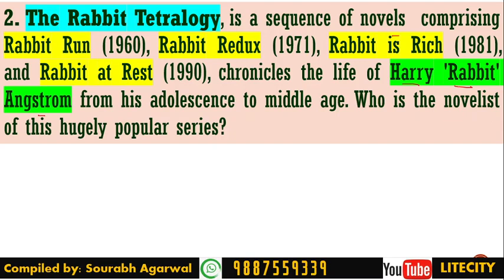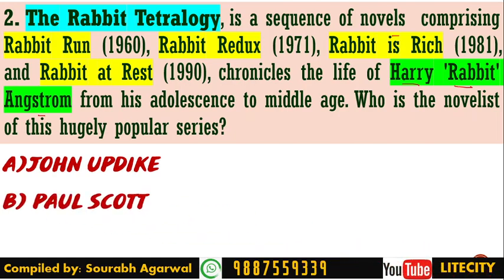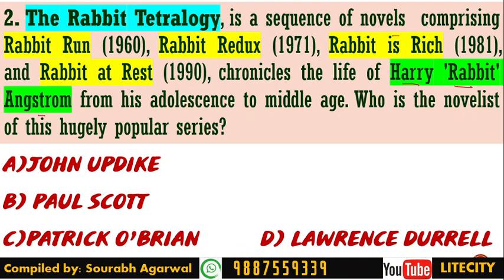So our options are, first option is John Updike, second one is Paul Scott, the third one is Patrick O'Brien, and the last one is Lawrence Durrell. Dear friends, the interesting fact to note here is that all these writers have written at least a quartet or even a series of more than 4 novels.